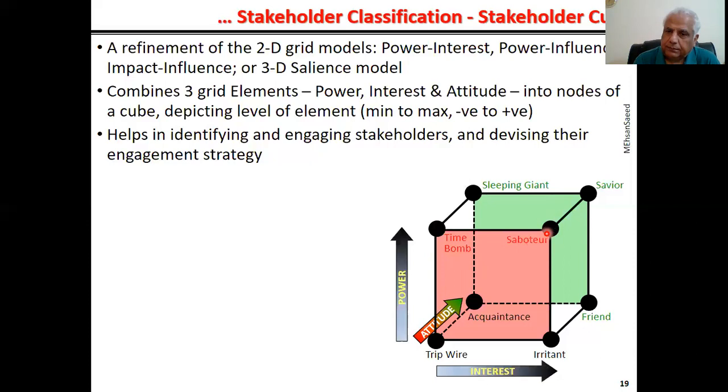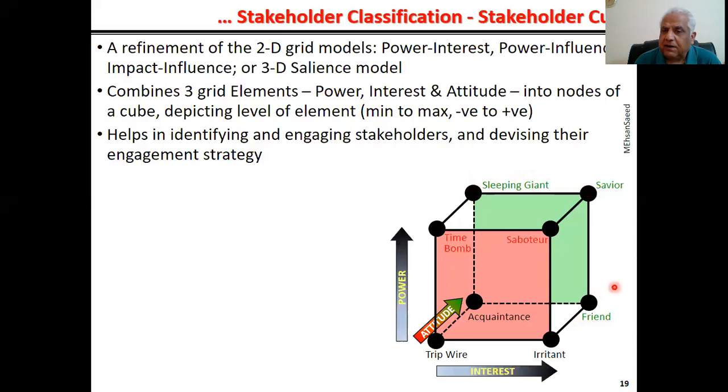Obviously, the opposite, as far as the backside of this cube is concerned, here all the attitudes are positive. But this particular stakeholder has neither any power nor any interest. He's sleeping. Not exactly sleeping, but you would refer to him as sleeping. Why? Because he has the power, but he's not utilizing that power by not taking any interest in the project. So he's a sleeping giant. So you have to wake him up so that he can take interest in the project.